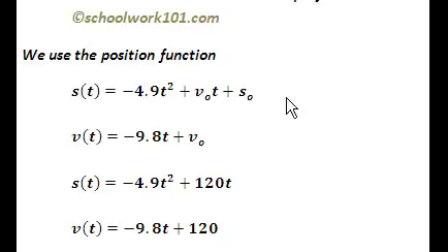So we're using the position function. And if I take the derivative of the position function, I get the velocity function. So I'm not going to be writing s prime of t here. I'm just going to go ahead and write v of t. Now, the position function, remember, the initial velocity, which was v naught, is 120, and s naught was 0 because the distance it got launched was actually from the ground. Okay, so these are the two guys right here that we're working with.